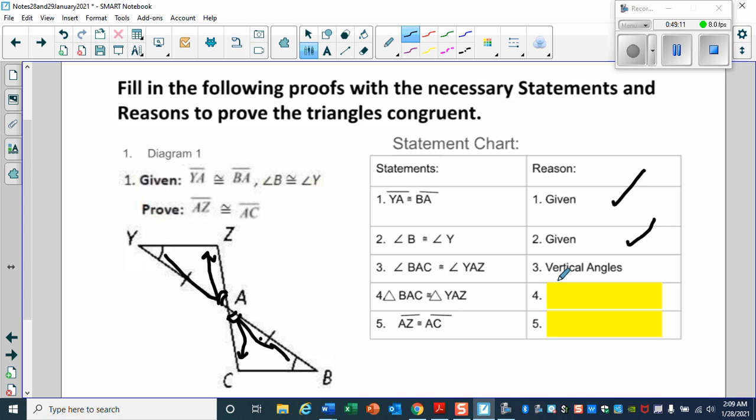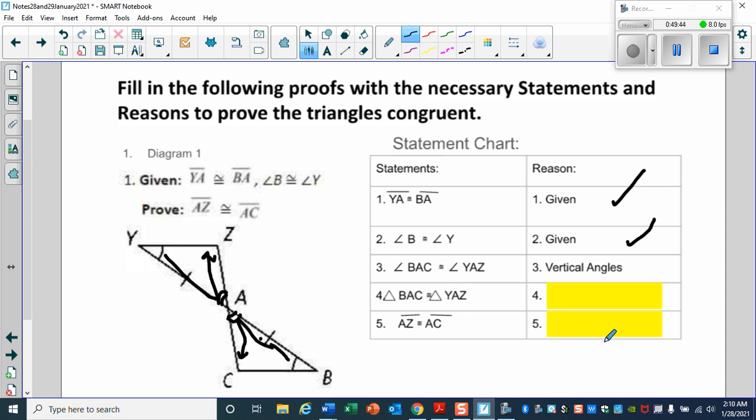Now the reason being they're vertical angles, so that's automatic. And we're going to go in this particular order because you have your single arc Y, single arc B, so they have to be in the first position. And then we went from, in this case, B to A or Y to A, and keep the A in the middle, and then you go from Y to A to Z. And similarly, you go from B to A to C.